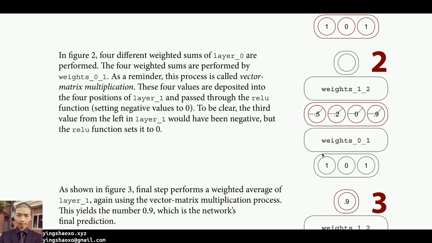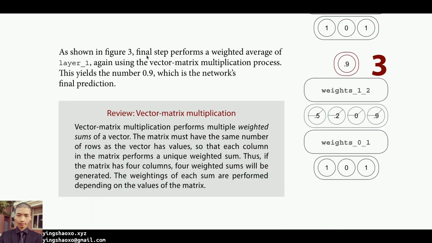Okay, in this figure we can say that by using the matrix multiplication function, after we did that calculation, we get a series of numbers, and those numbers should go through the ReLU function. So here, the third position should be negative, but after going through the ReLU function, it becomes 0. As shown in Figure 3, the final step performs a weighted average of layer 1. Again, using the vector matrix multiplication process, this yields the number 0.9, which is the network's final prediction.